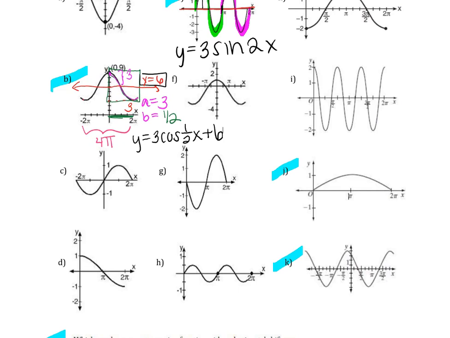At J, first impressions, I'd say it's a sine curve because it's starting on the midline. My amplitude appears to be, it looks like 1. Yeah, amplitude looks like 1. Okay, over the course of 2 pi units, you're only seeing half of the graph. If you expected it to continue, you'd see it finish at 4 pi. So that means our frequency is 1/2. So putting it all together, this is sine of 1/2 x.